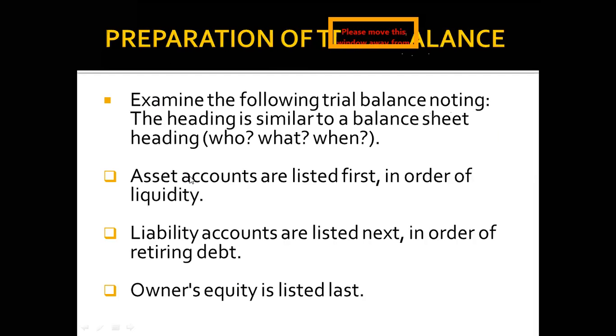Now, asset accounts are listed first in order of liquidity. That is when you are writing the trial balance in order of liquidity. Liability accounts are listed next in order of retiring debts. And then owner's equity is listed last, which is capital. So in the trial balance, you're going to write the asset accounts first in order of liquidity, meaning whatever can turn into cash quicker. And liability accounts are listed next in the order of retiring debt, meaning debt being cleared off. And owner's equity is listed last.